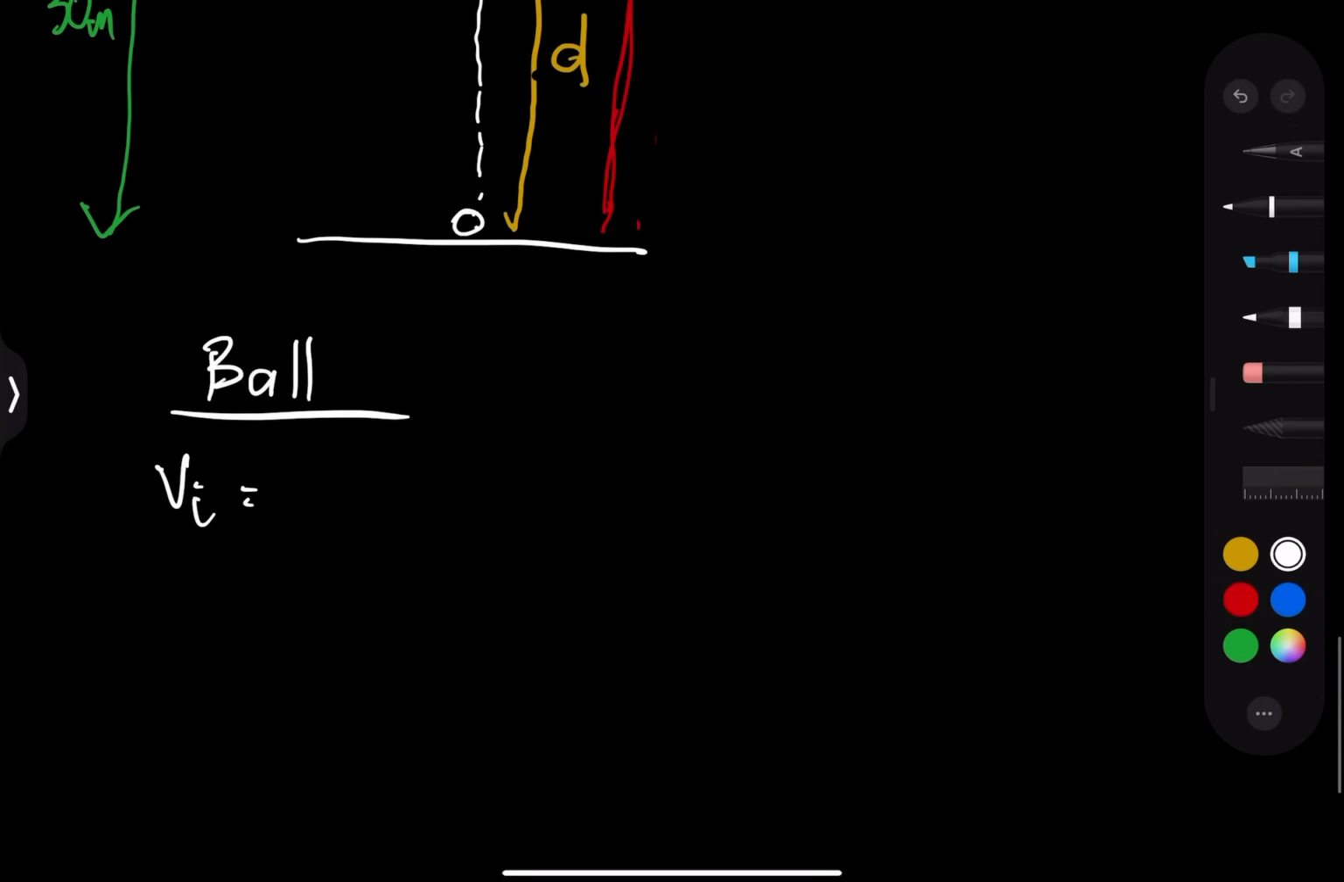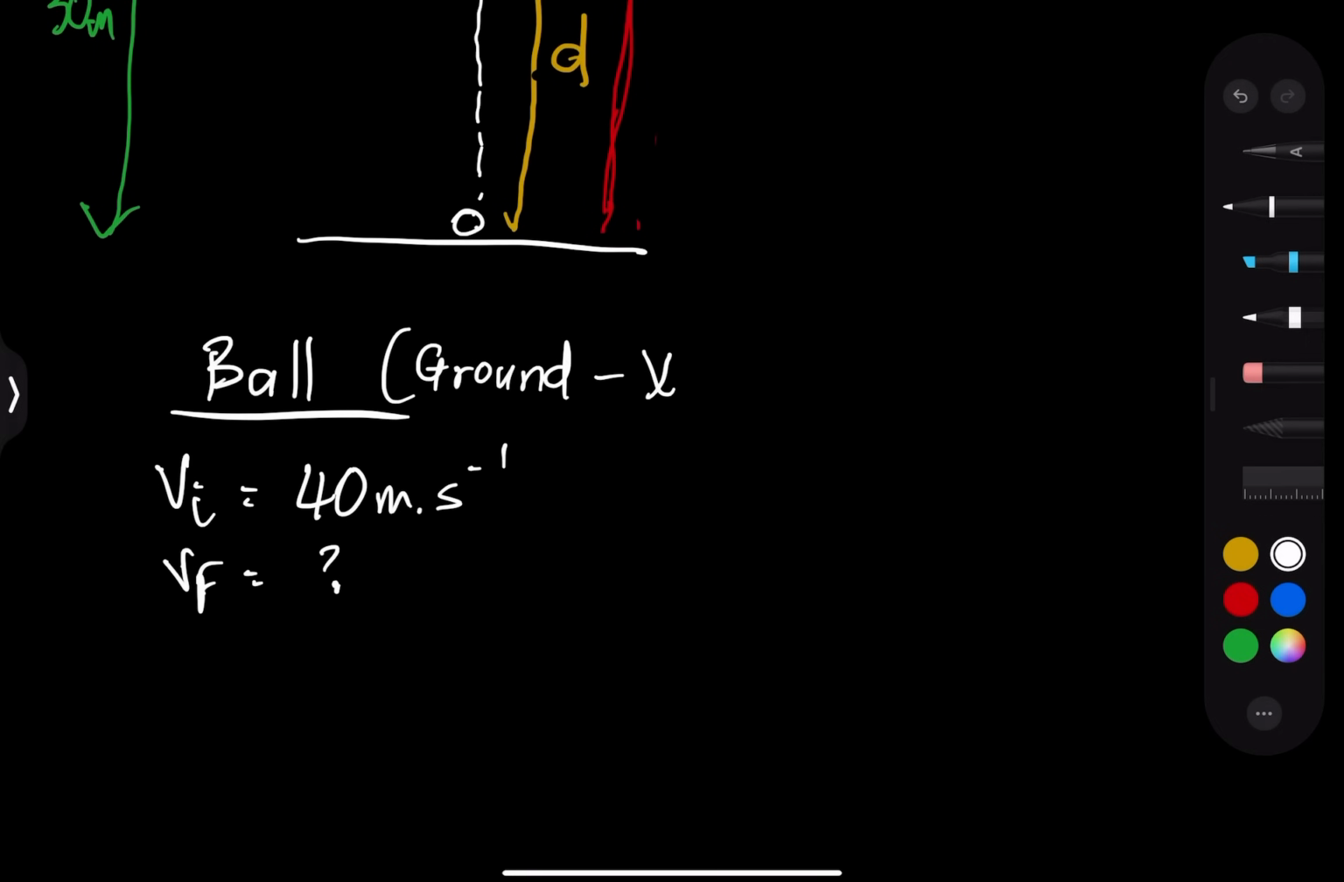Our initial velocity is 40 meters per second. It's positive because it's going up. Our final velocity at point X, we don't know. So this is from the ground up until that point X. But we do know that gravitational acceleration is still minus 9.8 meters per second squared. We know the time that it takes.